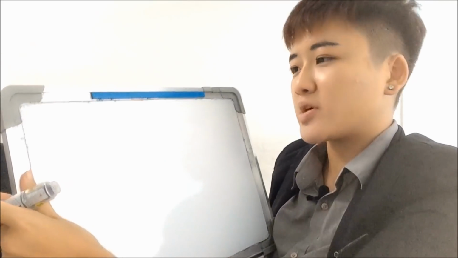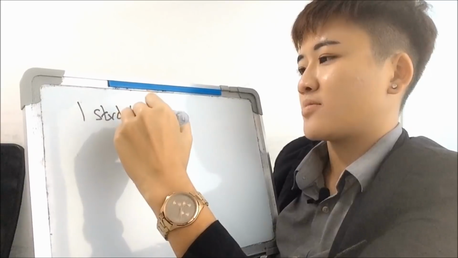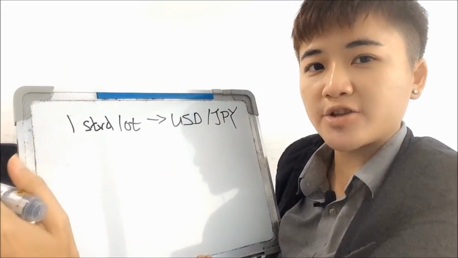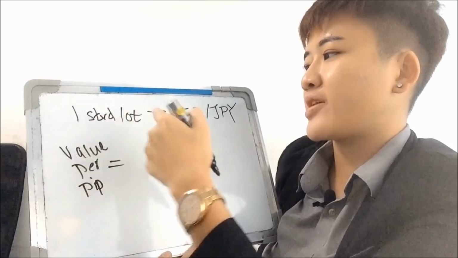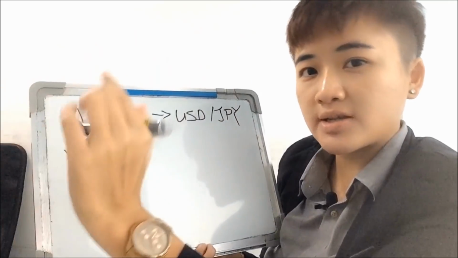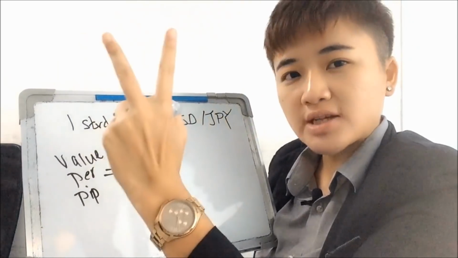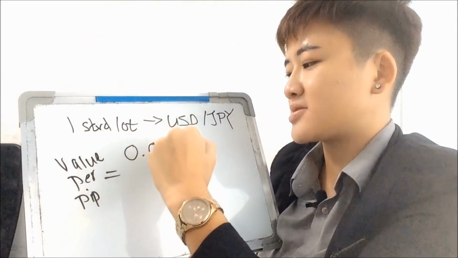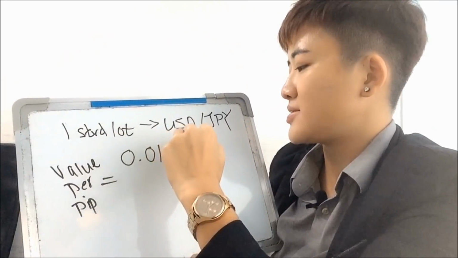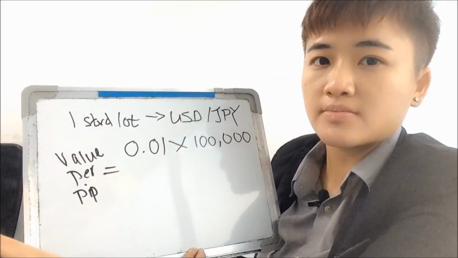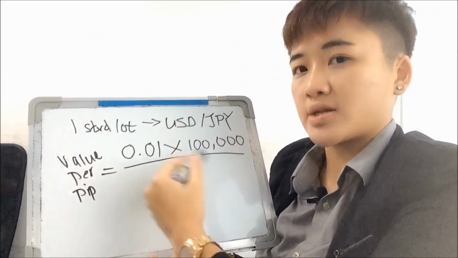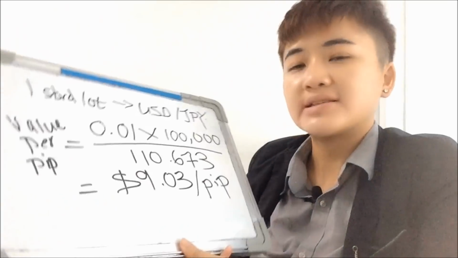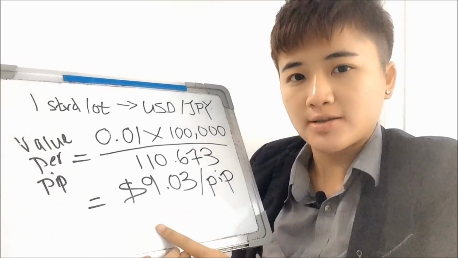To give you an example, let's say today you're trading one standard lot of dollar yen. How do you calculate the value per pip? Apply your formula. As you already know, for dollar yen, for any pairs with the yen, it will be 2 decimal places. The amount of decimal place will be 0.01. And you're trading one standard lot equals 100,000 units, and hence your trade size would be 100,000 divided by the current market price, 110.673, for example.